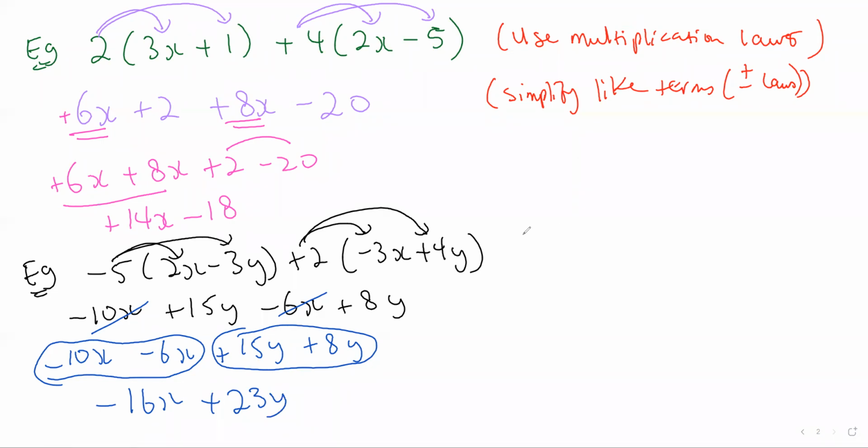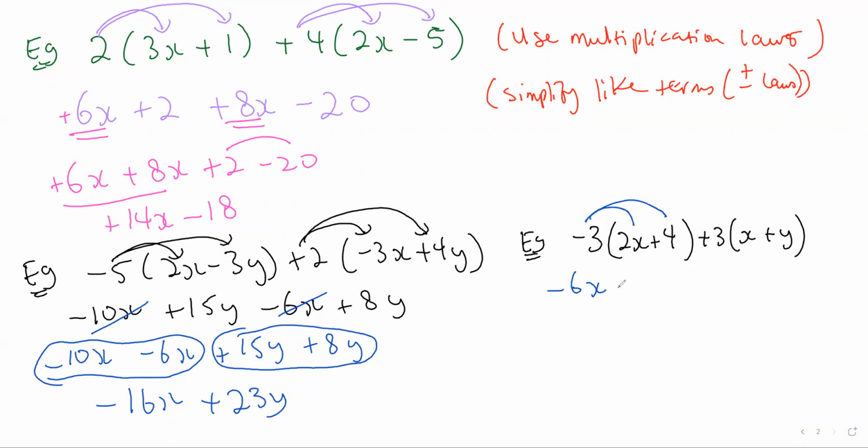We have space on this page, so you could do another example. Look at this here now. We apply the distributive law. Minus 3 by 2x is minus 6x. And then when you multiply it, we get minus 12. Here we get plus 3x, and then we get plus 3y.